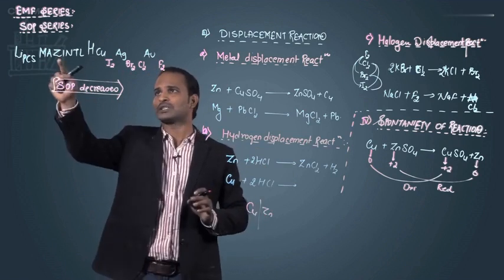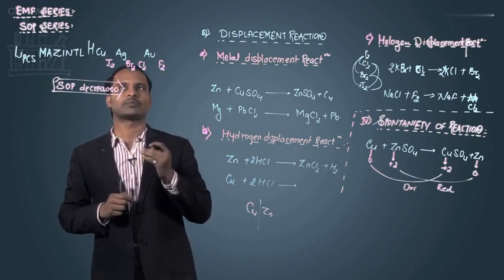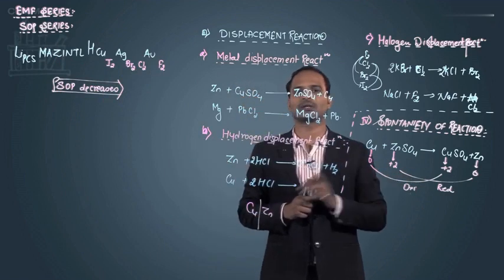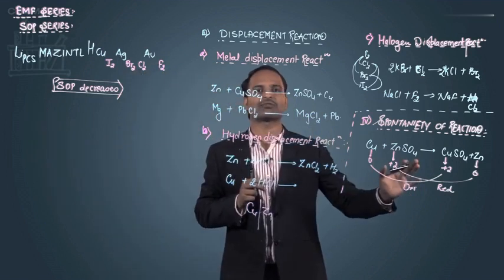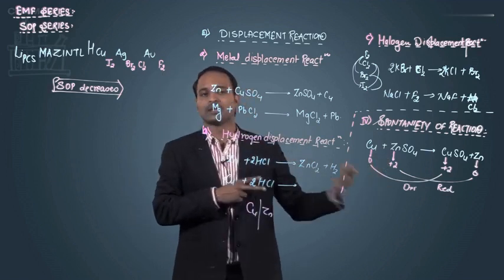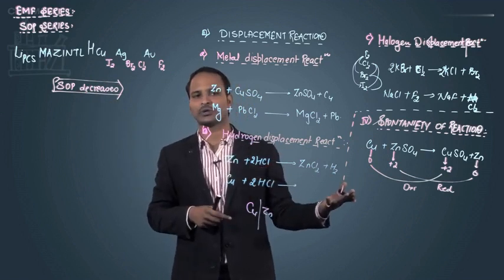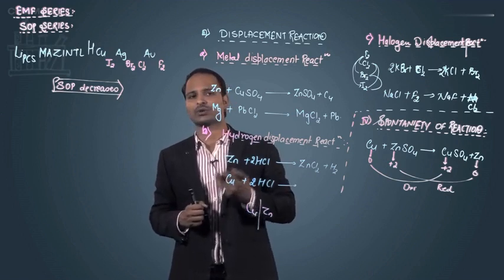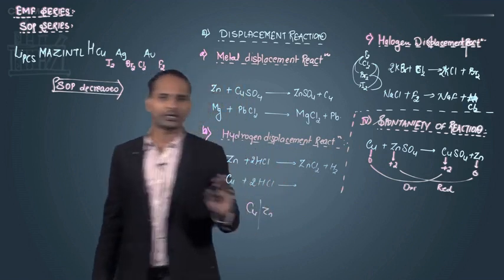So if zinc and copper are kept together, then zinc will oxidize and copper will reduce. But here exactly the opposite thing is happening: copper is oxidizing and zinc is reducing. Our expectation from the SOP series does not match what is given in the equation, or I can say the process taking place is exactly opposite to the SOP series. That's why it is a non-spontaneous process. From the series we expect zinc to oxidize, but here zinc is reducing. Since things are opposite, it is a non-spontaneous reaction.